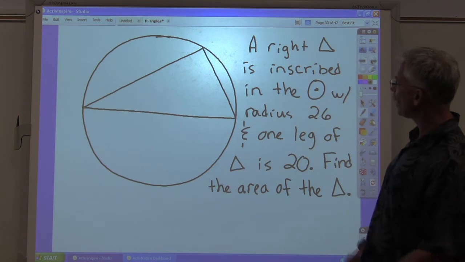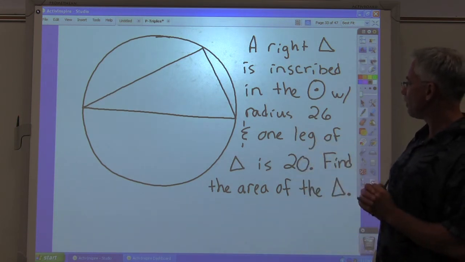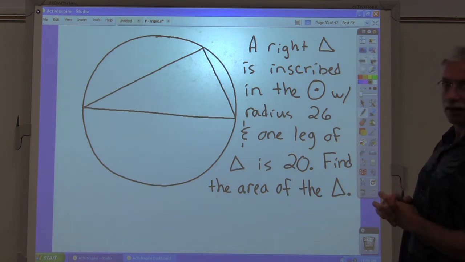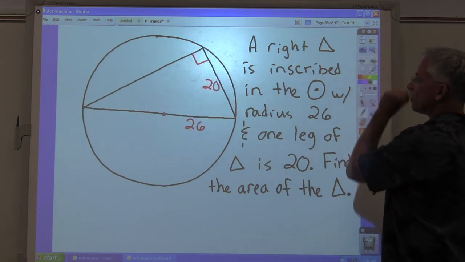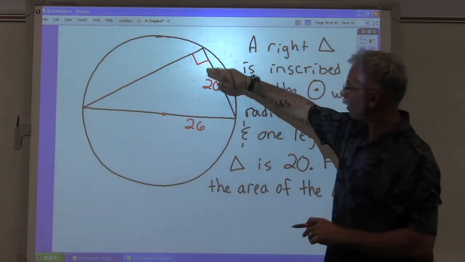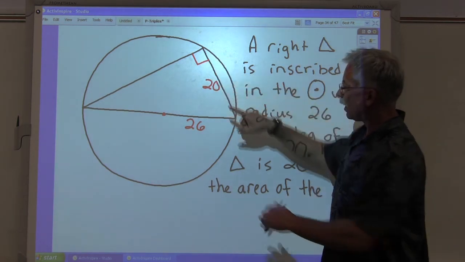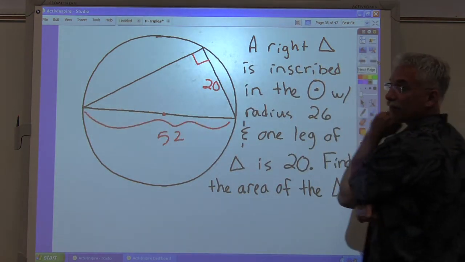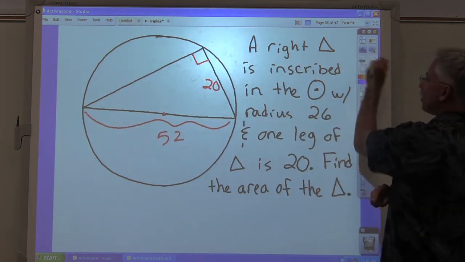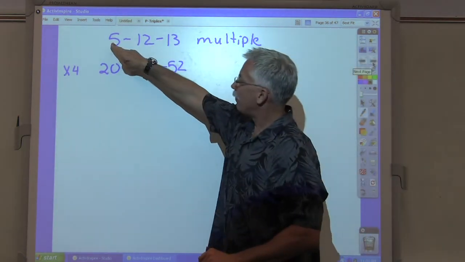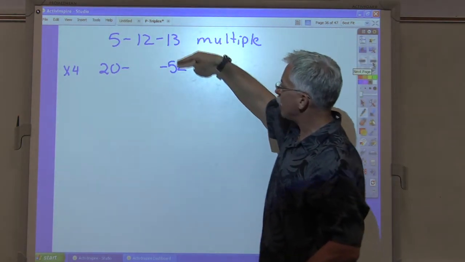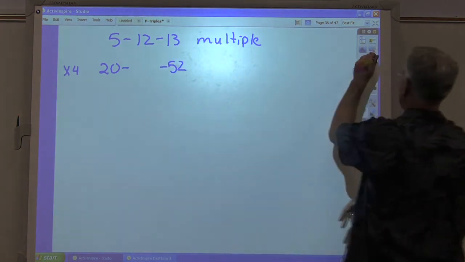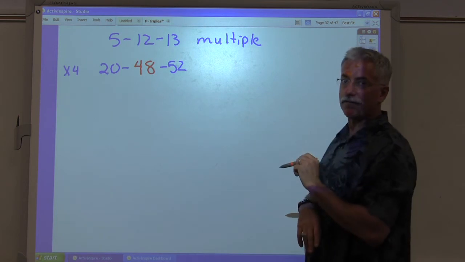Okay, let's try another one. I have this right triangle inscribed in the circle that has radius 26 and one of the legs is 20. Find the area of that right triangle. All right, let's put some stuff inside of there. There's my right angle. I made this length 20. Now if the radius is 26, then the whole diameter is twice that, so it's going to be 52. And that ends up being a nice multiple of 5 times 4 is 20, 13 times 4 is 52, so if I multiply the 12 times 4, I get that other leg of that right triangle to be 48.